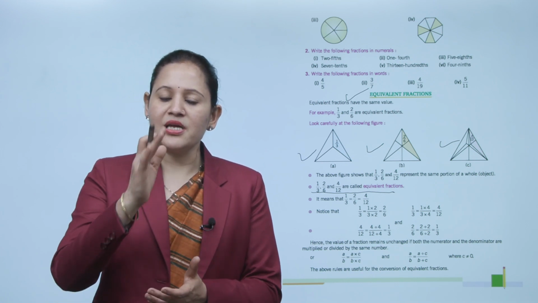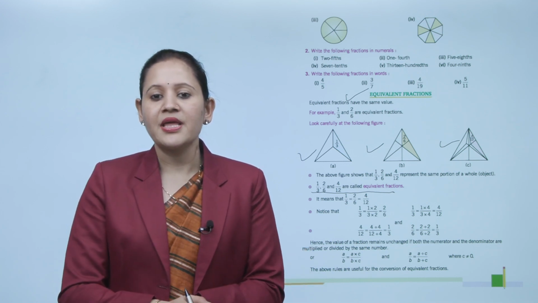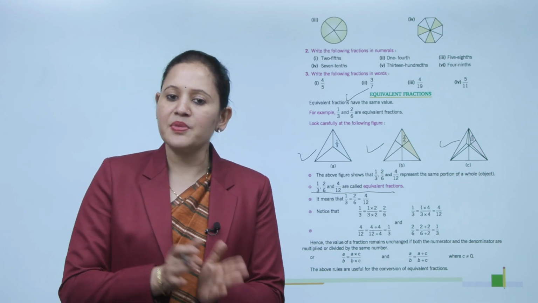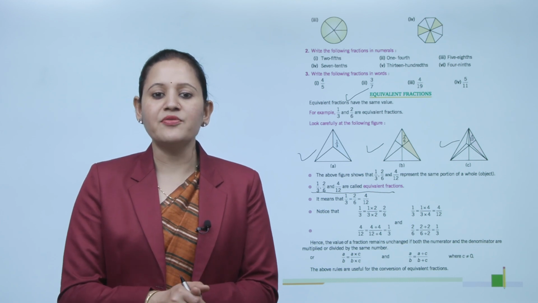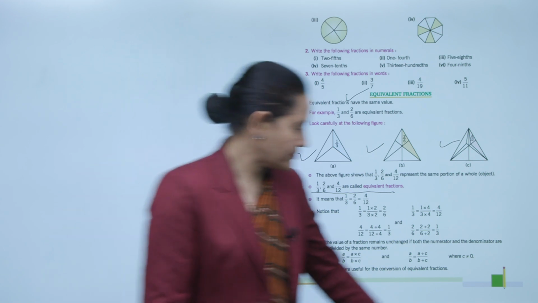If we multiply both numerator and denominator by C, that means A into C upon B into C, and A upon B equals A divided by C upon B divided by C, where C is not equal to 0. The above rules are useful for the conversion of equivalent fractions.